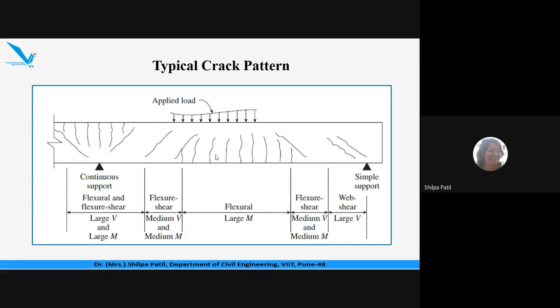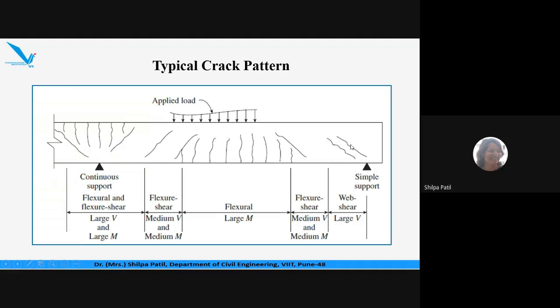But the force which is acting on the portion of the beam which is under pure shear action, for that many times we need to provide additional shear reinforcement to avoid the development of these web shear cracks, which are also called diagonal tensile cracks. So to avoid these cracks, we need to provide the shear reinforcement, and that shear reinforcement is provided in the form of vertical reinforcing bars.